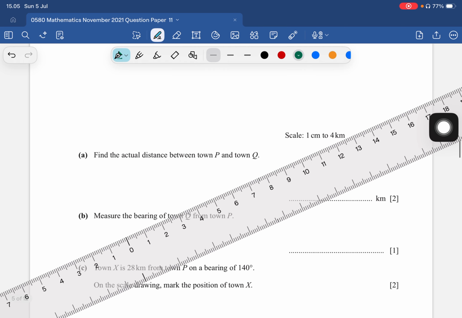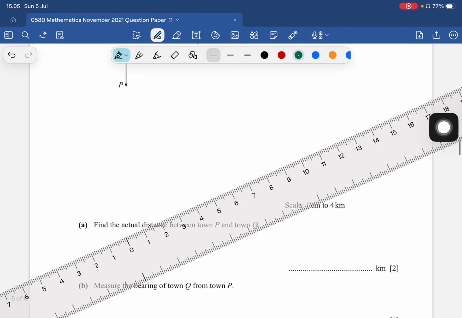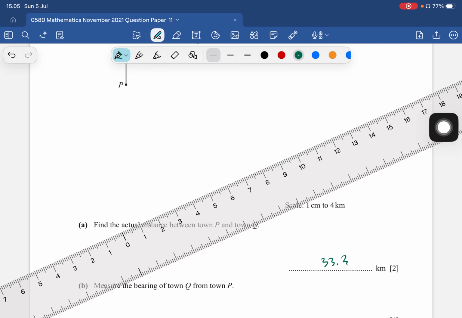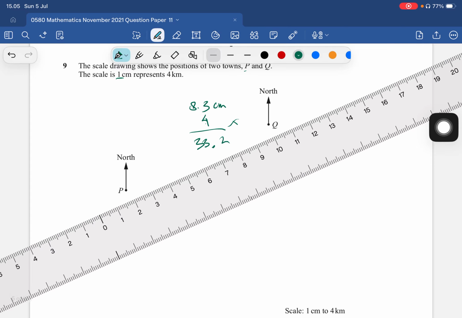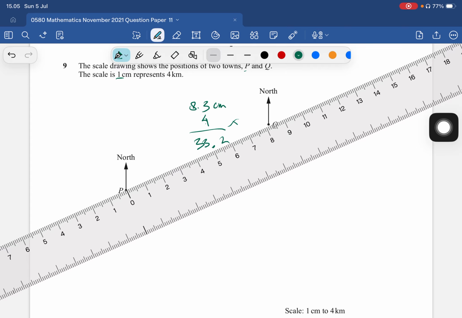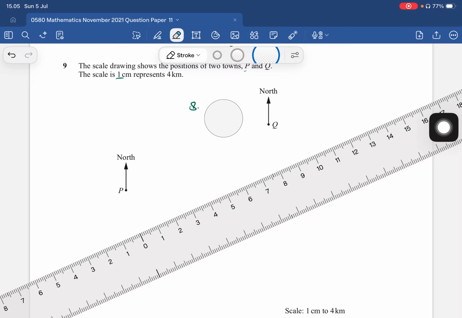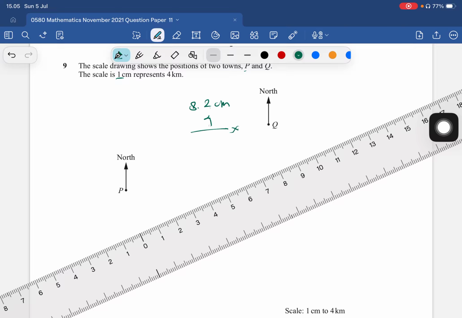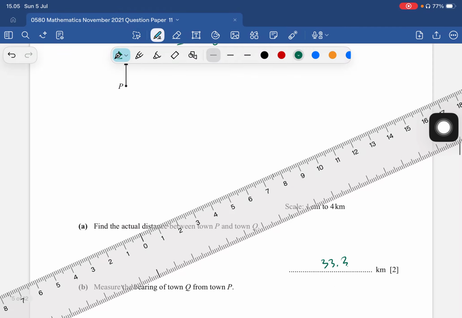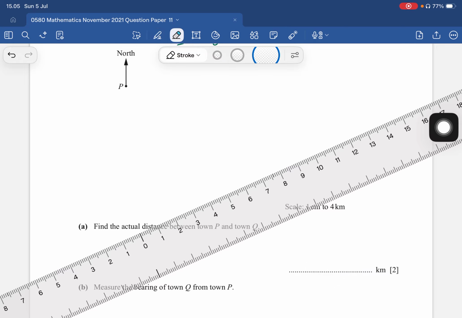Let's write it here, 33.2. Let's check it again to make sure. I think it touches 8.2, so let's make it 8.2 centimeters. We multiply by 4. That's going to be 32.8. Yes, the answer is 32.8 kilometers.